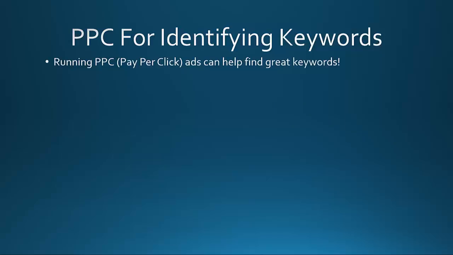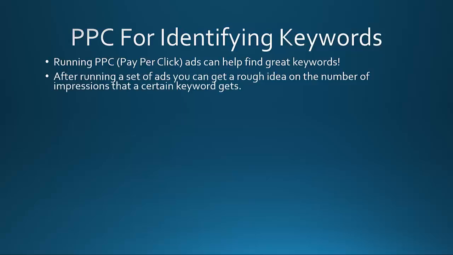Another cool strategy for finding great keywords to target is using PPC or pay-per-click ads. It can help you find great keywords. We already pointed out when you're on a regular search engine where the Google AdWords ads are placed or where Bing has their ads placed, usually on the top or on the right-hand side. Sometimes on Yahoo it's on the left-hand side, and it says recommended ads or it says ads, those types of phrases.